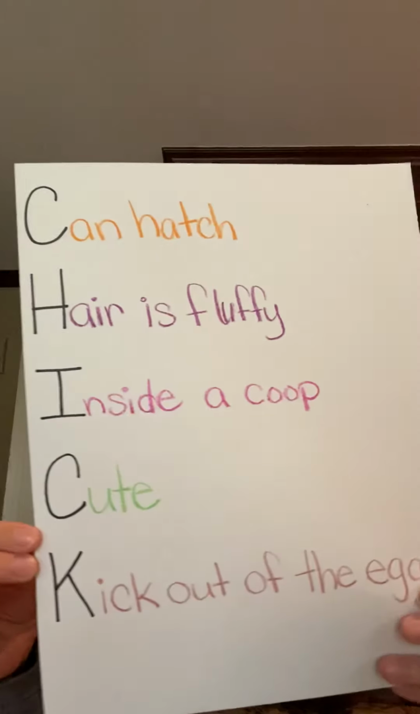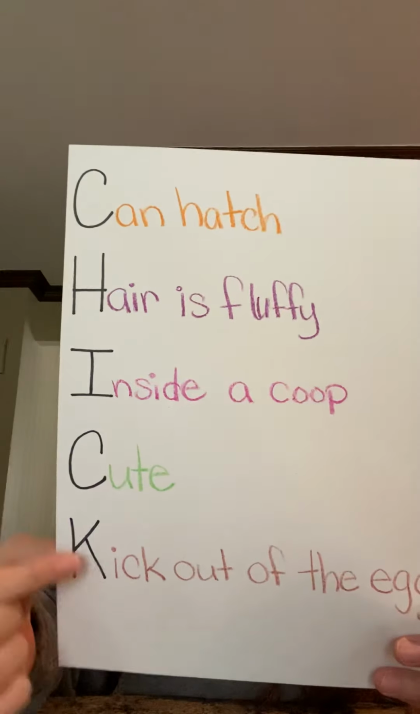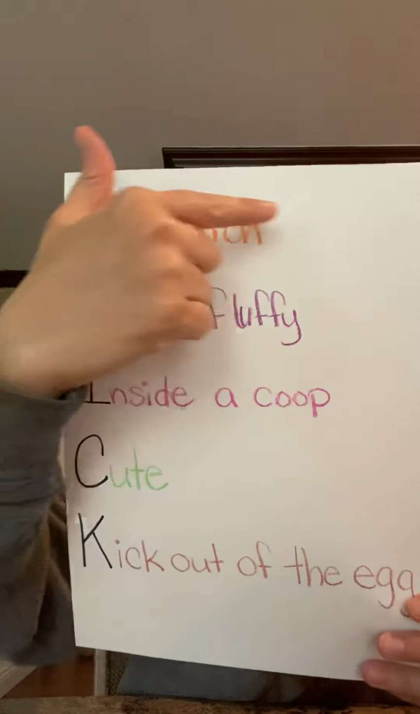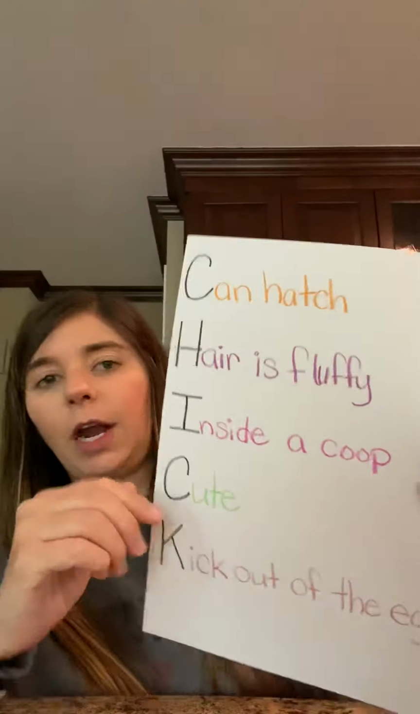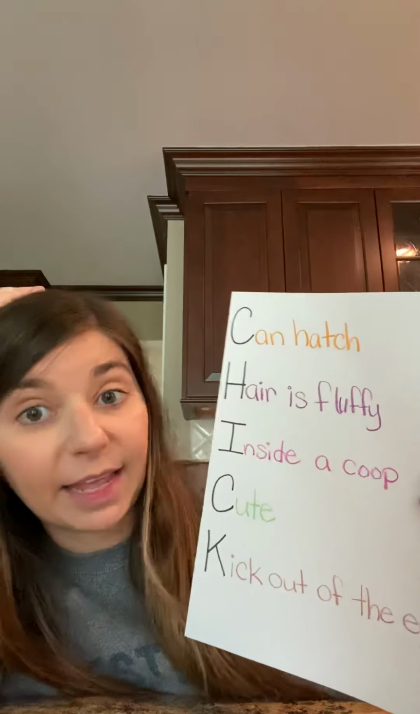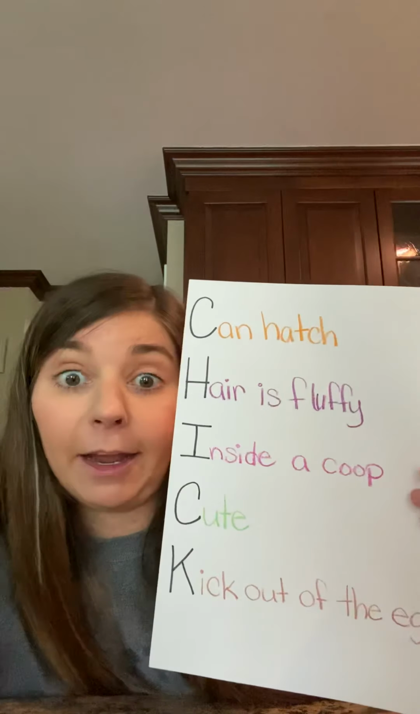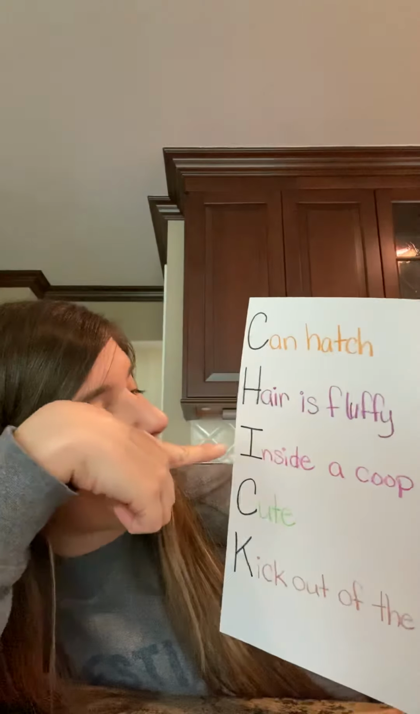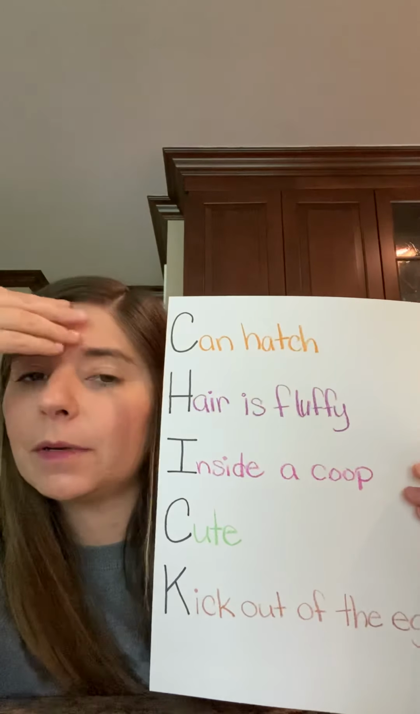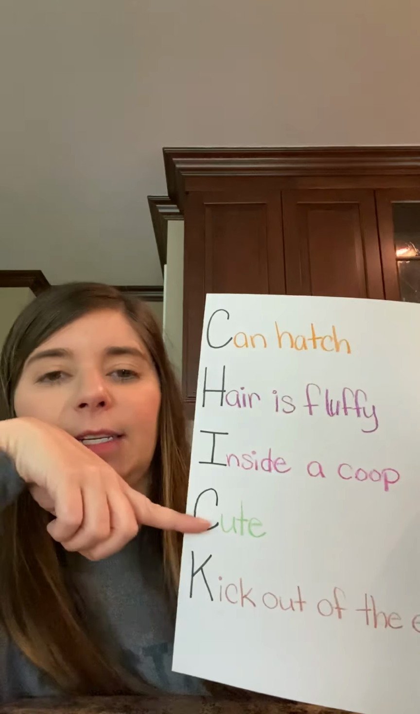So this is my acrostic poem on a chick. So again, I wrote the word chick going down, and then each letter that has to start the word, okay, to describe it. So the C, I wrote can hatch, right? They can hatch. The H, hair is fluffy. A hair is fluffy on a chick. The I said inside a coop. That's where they live, is inside of a coop. Some birds, some chicks. The other C, I had to decide here.